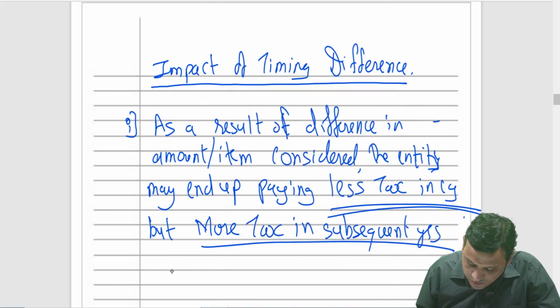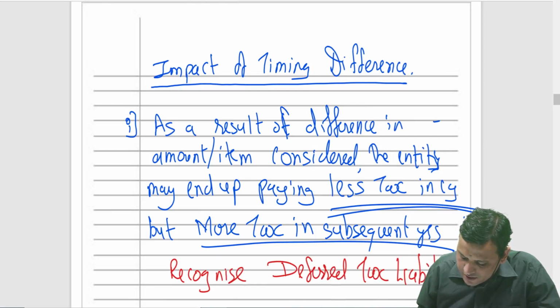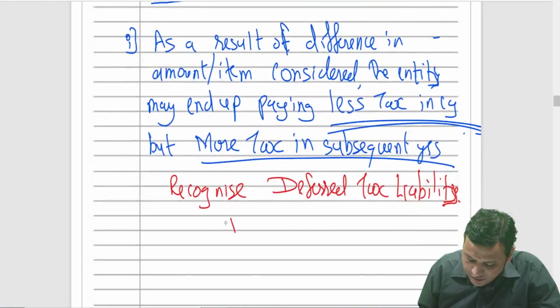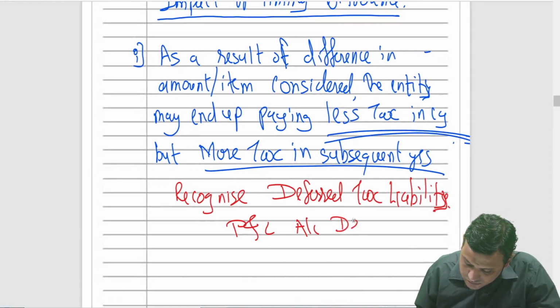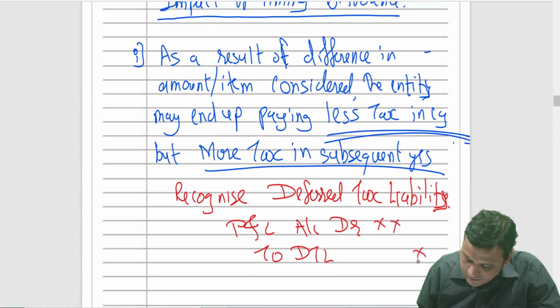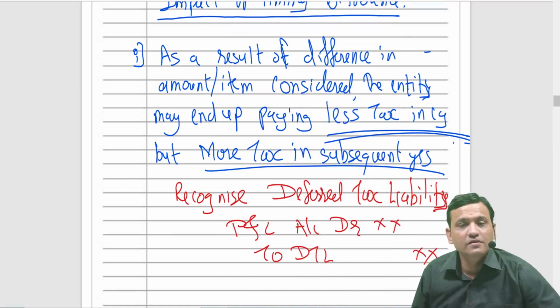So what should I do? The standard says recognize deferred tax liability. What are you supposed to recognize? Deferred tax liability, DTL, and your entry would be profit and loss account debit to deferred tax liability. Now friends, I hope you are getting the idea.